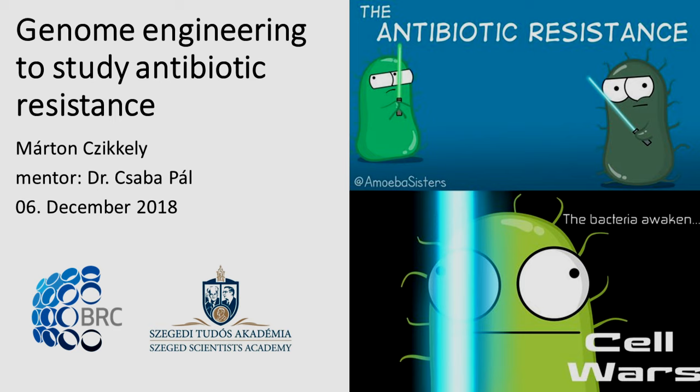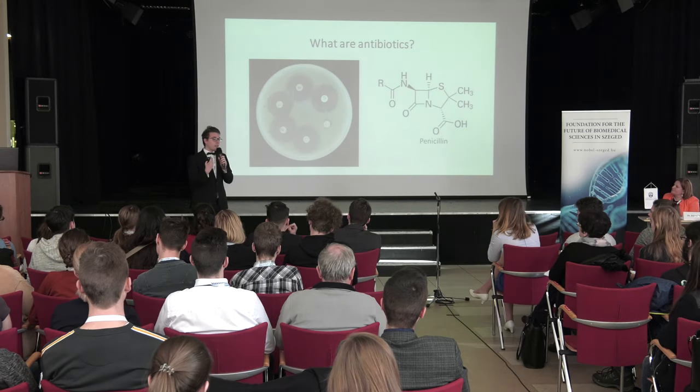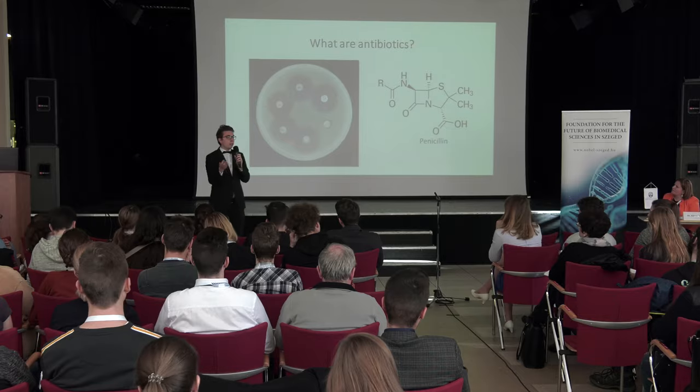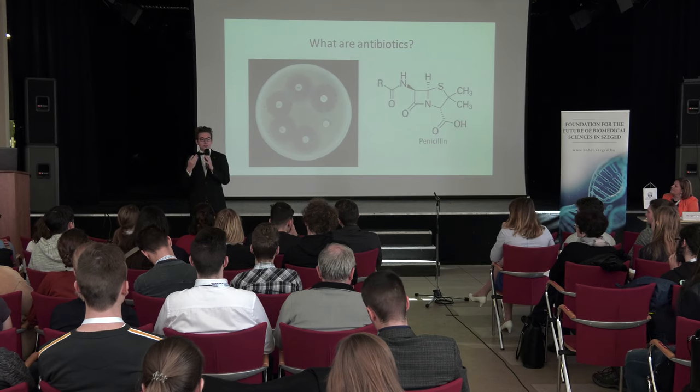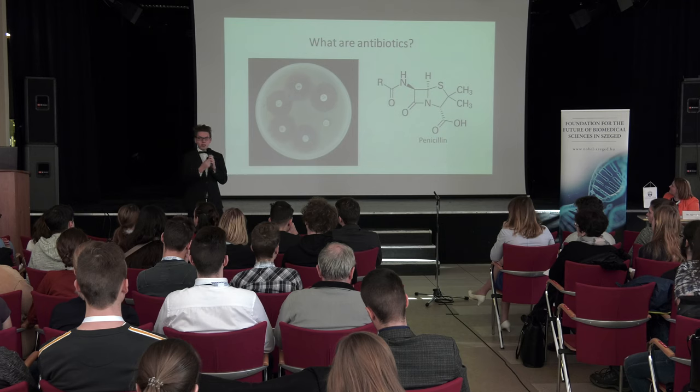So let's start. First, what are antibiotics? These are small molecules, like penicillin, which you can see here, produced by fungi or bacterial cells. Using these molecules, we can control pathogenic bacterial infections, or we can kill bacteria, or we can inhibit their growth. Also, fungi and other bacteria use these antibiotics to deal with other bacteria. So there is a war between bacteria and fungi, between bacteria, and also, which is the most important from our perspective, the war between bacteria and people.